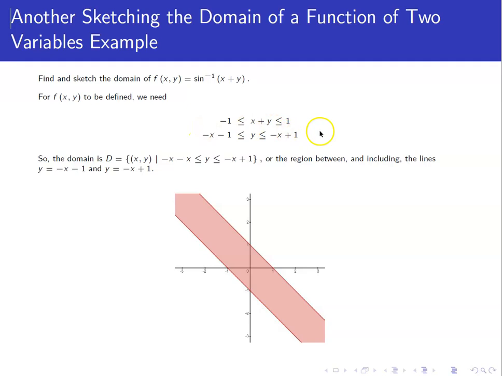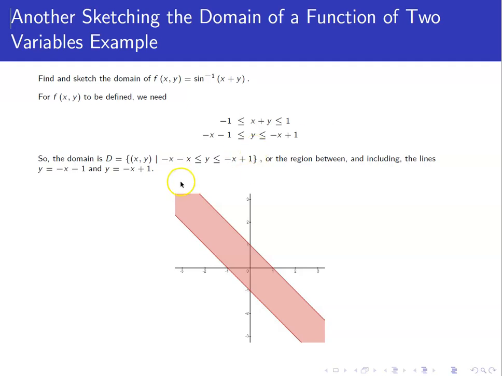So we set up that double inequality of -1 is less than or equal to x plus y is less than or equal to 1. And we rearrange it a little bit and subtract x everywhere, and we get that y needs to be in between -x minus 1 and -x plus 1.